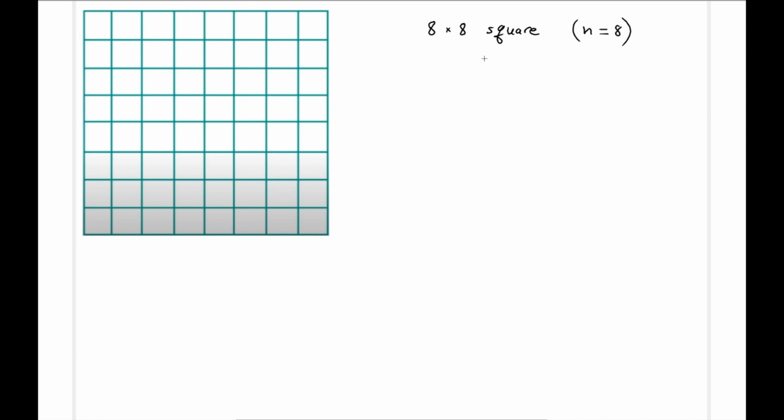In the previous videos, we discussed how to find the total number of upright squares in this 8 by 8 square. Now when I say upright, what you probably saw in those videos is when you have vertical and horizontal sides of the square, right?